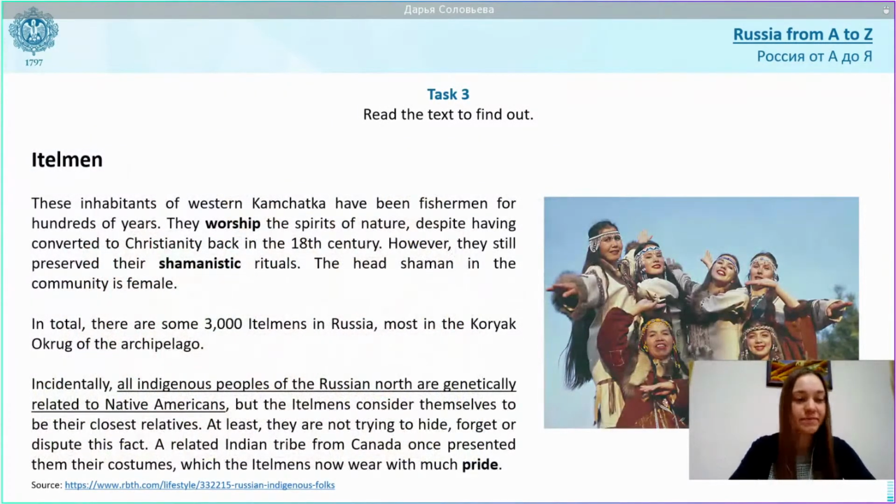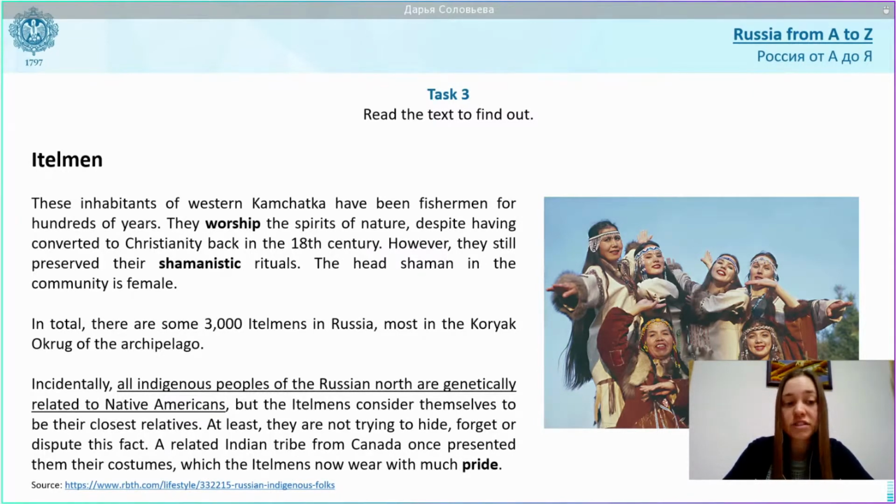So the next group of people is the Itelmen. These inhabitants of Western Kamchatka have been fishermen for hundreds of years. They worship the spirits of nature, despite having converted to Christianity back in the 18th century. However, they still preserve their shamanistic rituals. The head shaman in the community is female. In total, there are some 3,000 Itelmens in Russia, most in the Koryak Okrug in the archipelago.